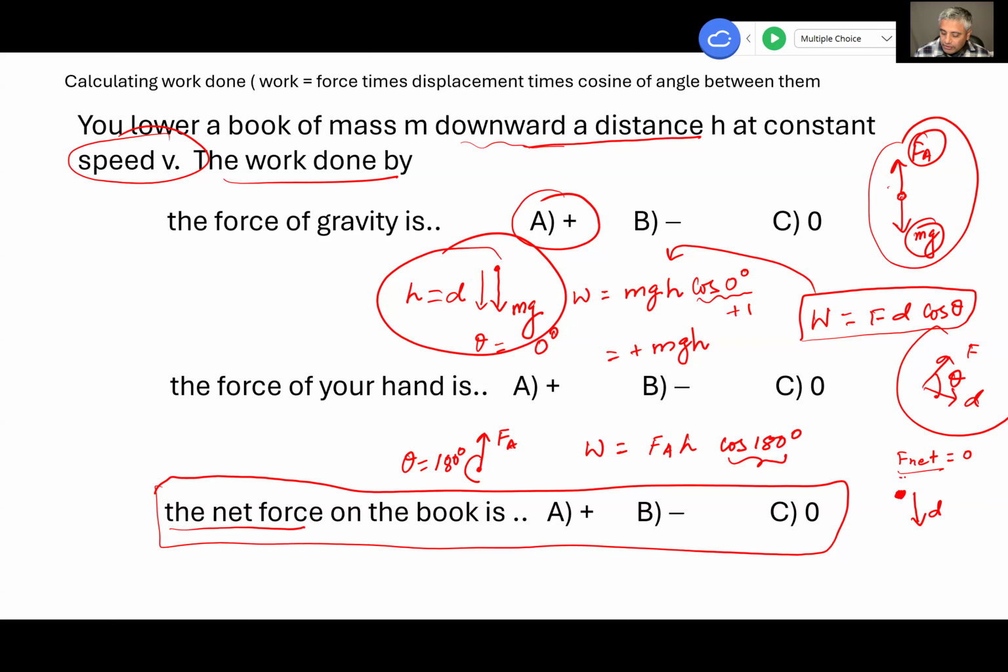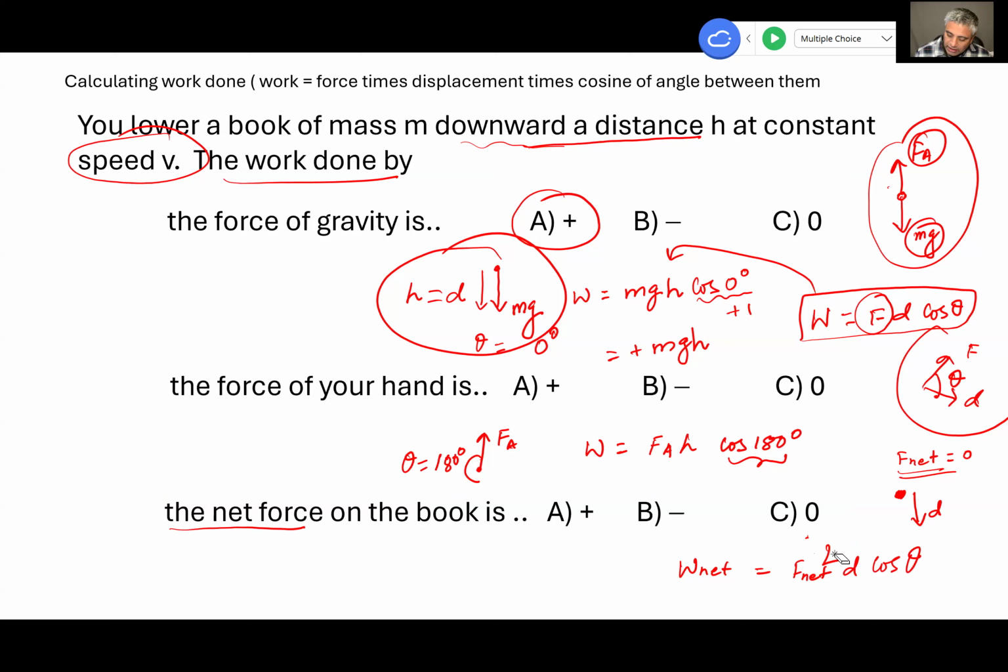Since the force itself is 0, when we plug that force into this equation, we get 0. So W net, the work done by net force, is F net times displacement times cosine of the angle between them, right? When the force itself is 0, the work done is automatically 0. That's one way to look at it.